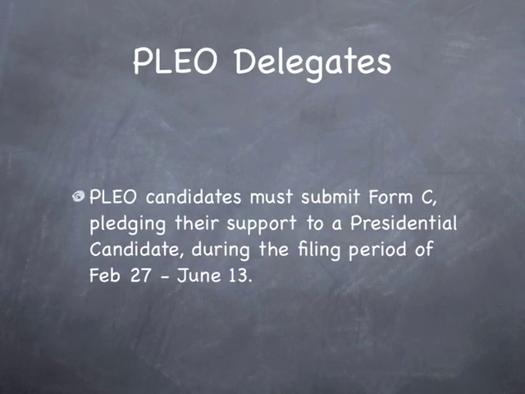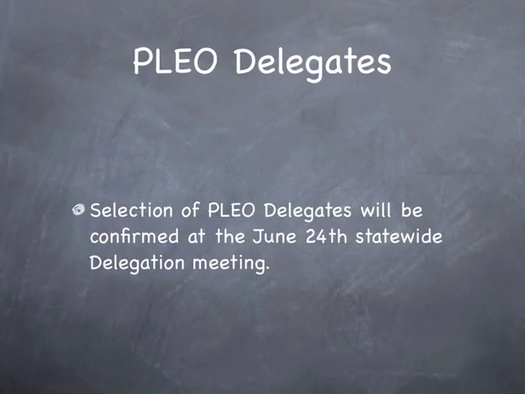PLEO applicants must submit a Form C pledging their support to a presidential candidate during the filing period of February 27th to June 13th. Selection of the PLEO delegates will be confirmed at the June 24th statewide delegation meeting.